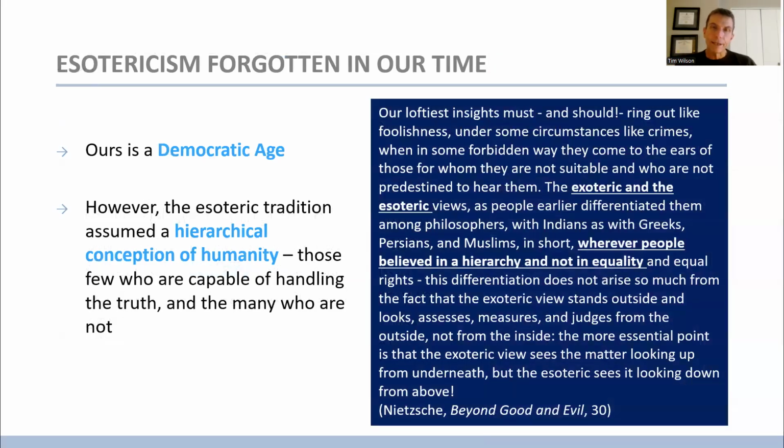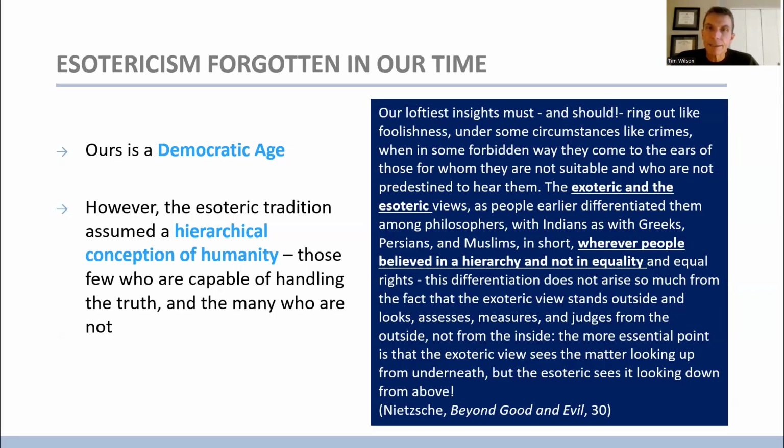Why? Well, primarily, I think the first reason is ours is a democratic age. However, the esoteric tradition assumed a hierarchical conception of humanity. So there are those few who are capable of understanding and handling the truth, and then there are the many who are not. And this is another quote from Nietzsche that I think summarizes this point very, very well and very powerfully, as often only Nietzsche can.